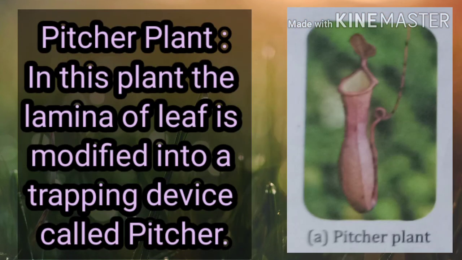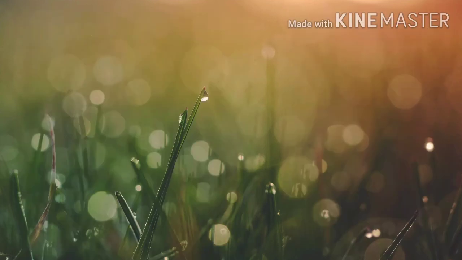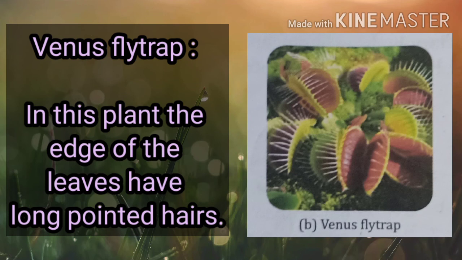Now some examples of modified insectivorous plants are as follows. First is the pitcher plant. In this plant, the lamina of the leaf is modified into a trapping device called a pitcher. Next one is the Venus flytrap. In this plant, the edge of the leaves has long pointed hairs. The lamina of the leaf is divided into two parts, having the midrib in between like a hinge. When an insect visits the plant, the leaf suddenly closes and the insect gets trapped and digested by the juice secreted by the leaf.